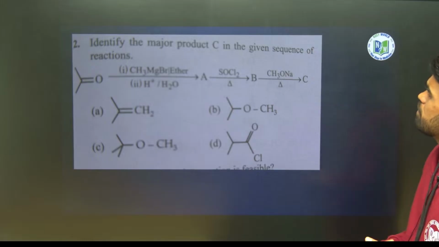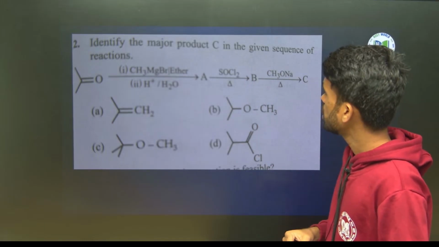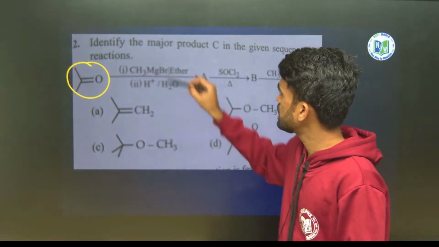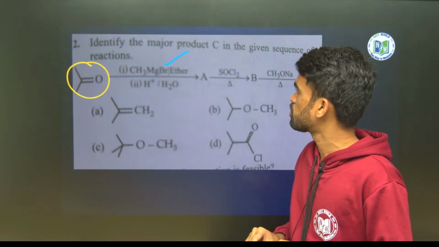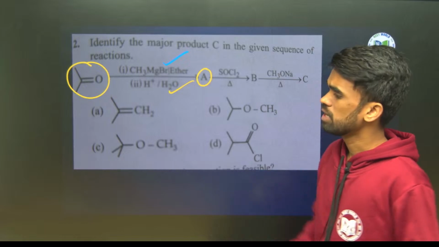Yeah, so identify the major product C in the given sequence of reactions. So here we have acetone, a ketone, as the starting material, treated with the Grignard reagent methyl magnesium bromide, followed by hydrolysis, and you are going to get A. So what is this A? First identify that.